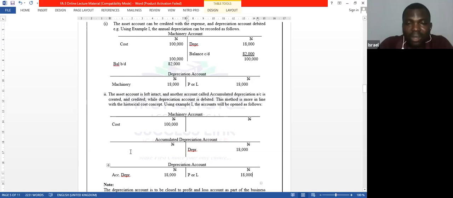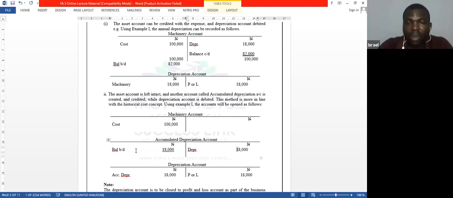Then we come here. These accumulated depreciation accounts are what we call balance brought down, because it is an account that will be used over time. So we have the balance brought down here, and that balance brought down will balance the account. It will now be 18,000 to balance the account. So we have closed the account for the period.